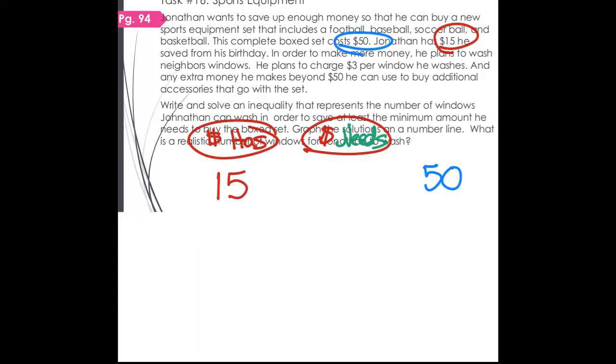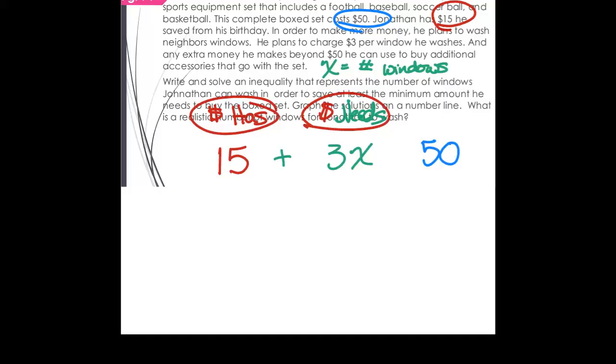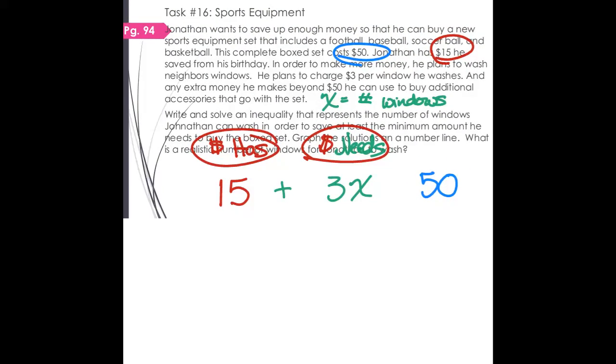Plus 3x. And what does x represent? The x is the windows. What about the windows? The number of windows, right? x is the number of windows that he has to wash. And for each one he washes, it's going to be $3 that he earns. Okay, so it's looking pretty good. Now I need an inequality. I need an inequality sign to put in here.